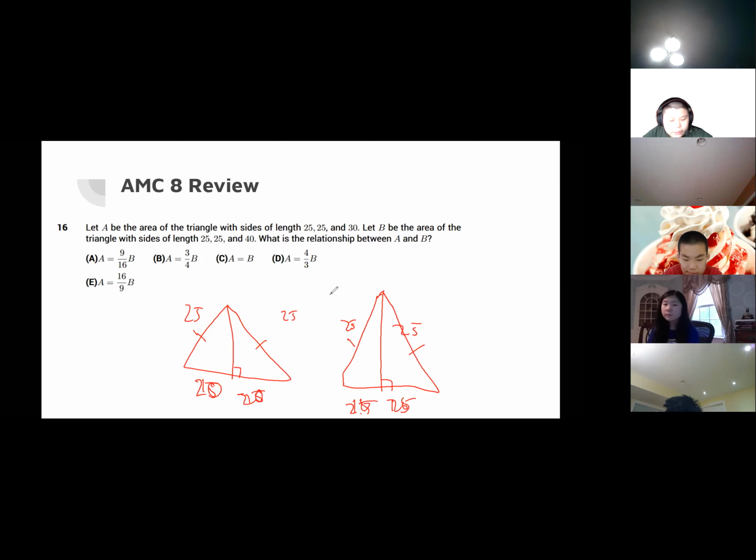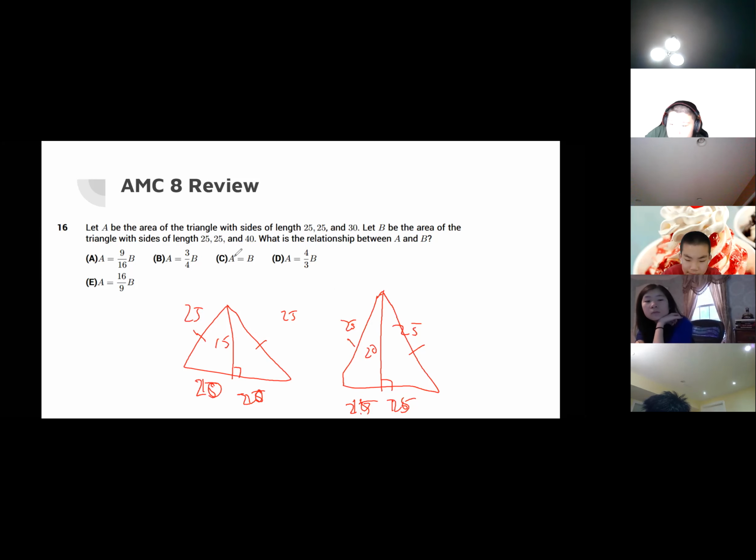You can find the area of each one by using the Pythagorean theorem to find the height: the height of this is 15 and the height of this is 20, by 25 squared minus 20 squared equals 15 squared, just like the last problem. And then you can multiply these out to find the areas. But that's not the best way you can do this.